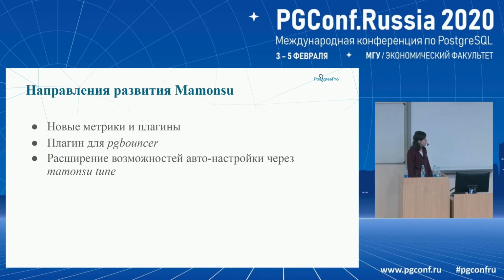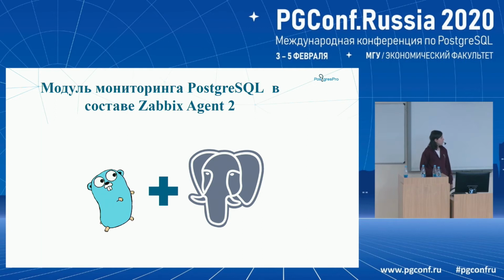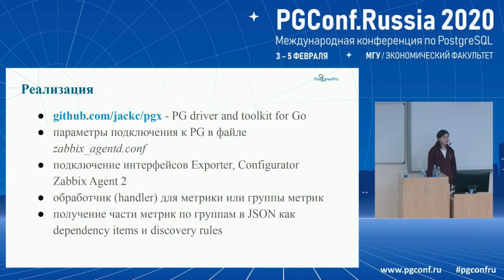Our plan is to add new metrics, for example, for PgBouncer, and to expand the capabilities of Mamonsu 2 options. And now more about the module in the new Go agent. So, some facts. The connection with the database happens via the PGX library. It's fast enough. It supports more than 60 types of Postgres. It's also quite popular in the community, and it is used in a lot of places.